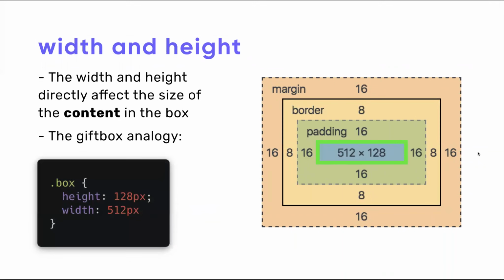So let's start with the width and height. There's basically 4 sections. There's the content size, which is specified by width and height. Then you have padding, border, and margin. So to start off, width and height directly affect the size of the content in the box.